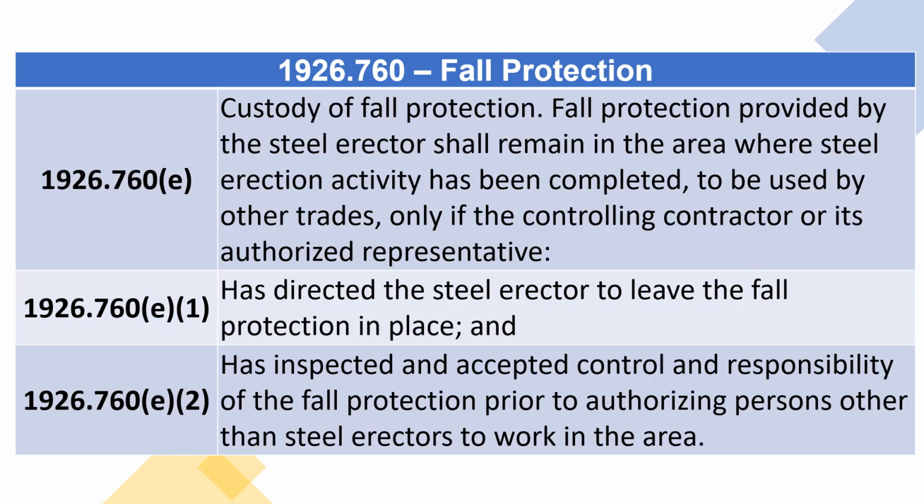1926.760 E. Custody of fall protection. Fall protection provided by the steel erector shall remain in the area where steel erection activity has been completed, to be used by other trades, only if the controlling contractor or its authorized representative, 1926.760 E1, has directed the steel erector to leave the fall protection in place, and 1926.760 E2, has inspected and accepted control and responsibility of the fall protection prior to authorizing persons other than steel erectors to work in the area.